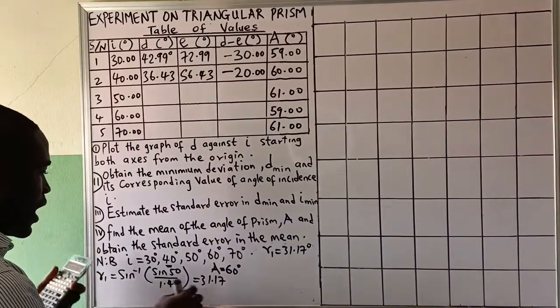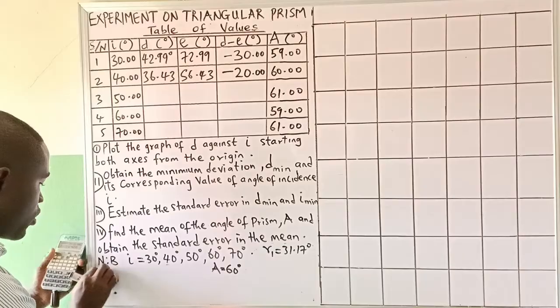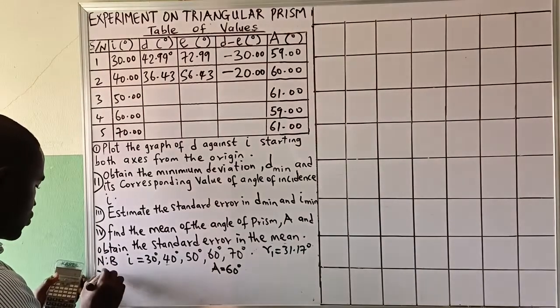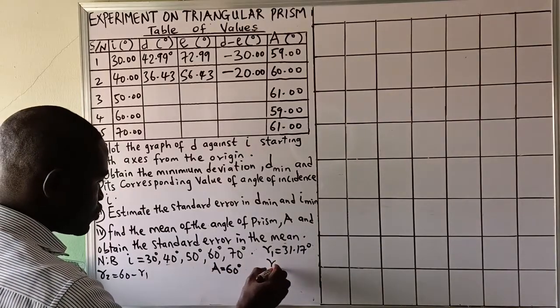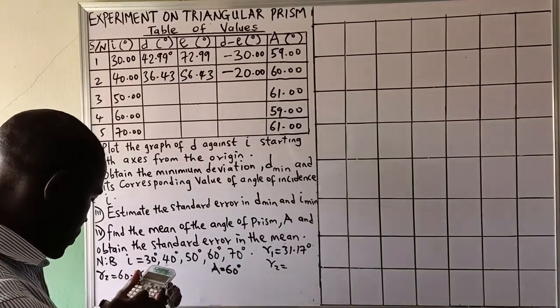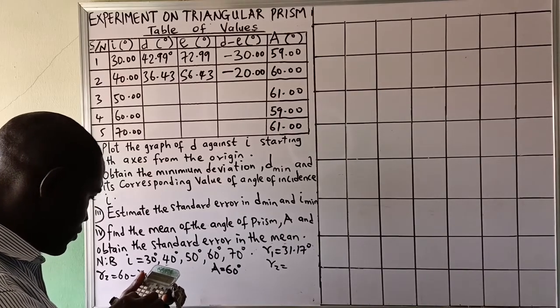Then you now get your R2. R2, you minus it from what? R2 equal to 60 minus R1. Therefore, R2 will be equal to 60 minus 31.17.